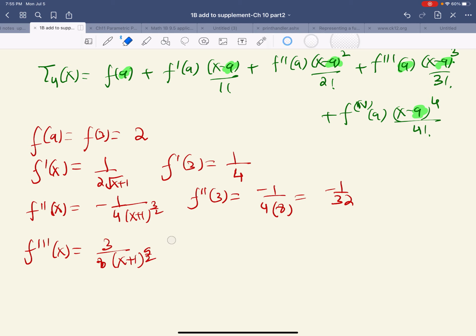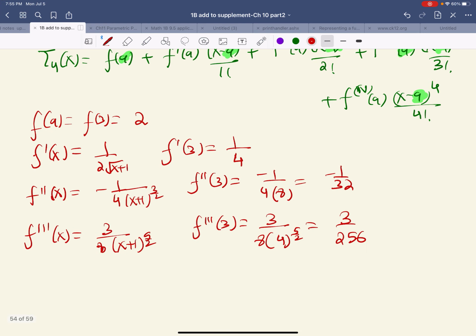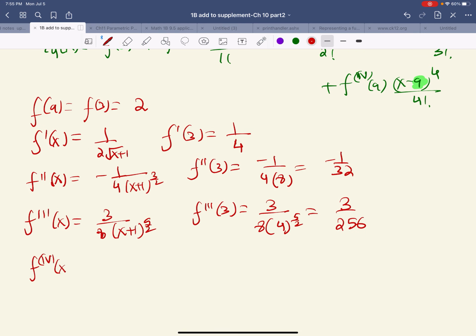And now I'm going to find the third derivative at 3. That would be 3 over 8 times 3 plus 1, which is 4, to the power of 5 halves. So that's the square root of 4 raised to the 5th power. 3 over 8 times the square root of 4, which is 2. So use a calculator, and that's 4 to the power 5 over 2 times an 8. That would be 256. Now we're going to look at the fourth derivative.